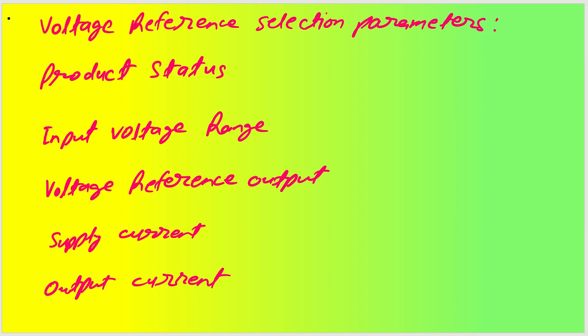Okay. So let us see quickly the different parameters that we need to look into before selecting the voltage reference ICs. First of all, you have to have a product status, like whether it is active or not. So you need to select a component which is active for, let's say, around 5 years, 10 years from today onwards. Okay. It is good.